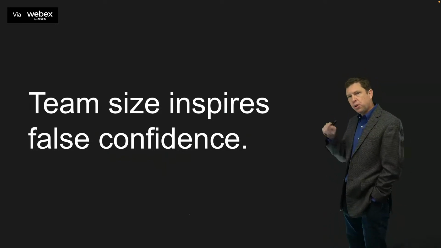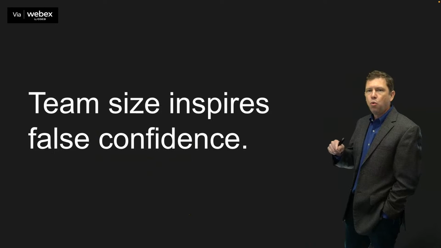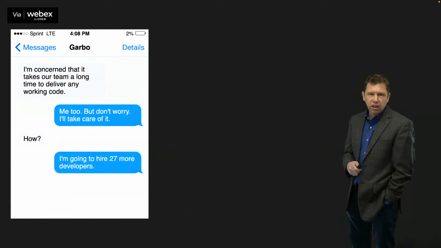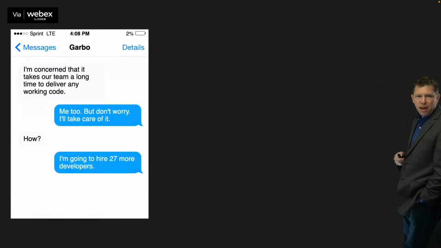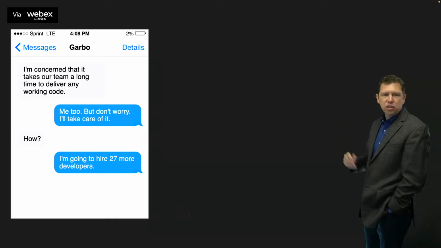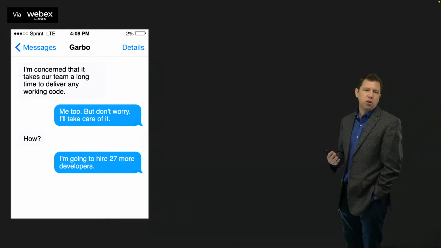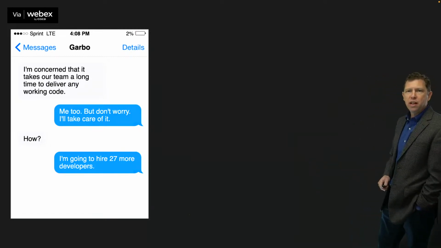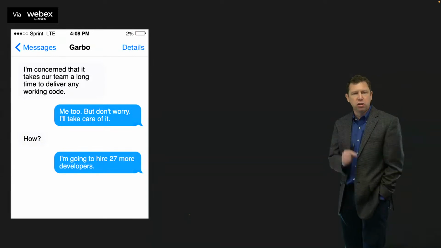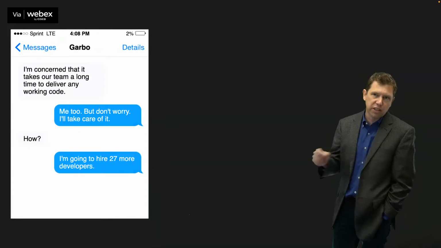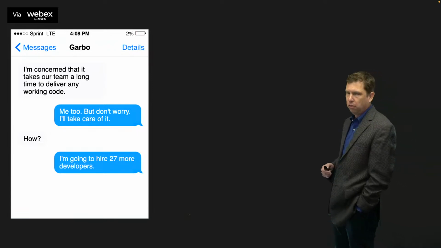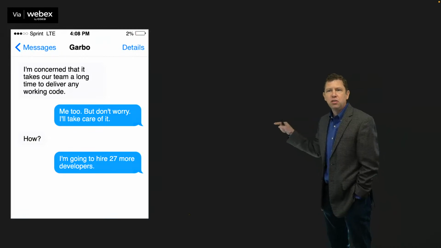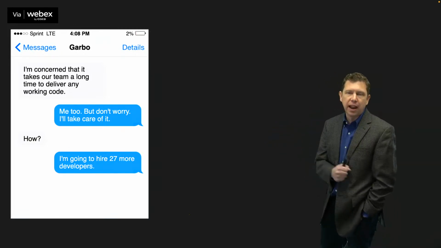You can get into a situation where you start equating the size of your team with your chances of success, and those aren't at all related. So here's an example. We've got Garbo talking here. I'm concerned that it takes our team a long time to deliver working code. And somebody says, me too, but don't worry, I'll take care of it. How? Well, I'm going to hire 27 more developers, because obviously having more people will fix the problem of being able to deliver working code more rapidly. This is very rarely actually the case, but this feels so good, right? It feels like I'm doing something because I hired more people.